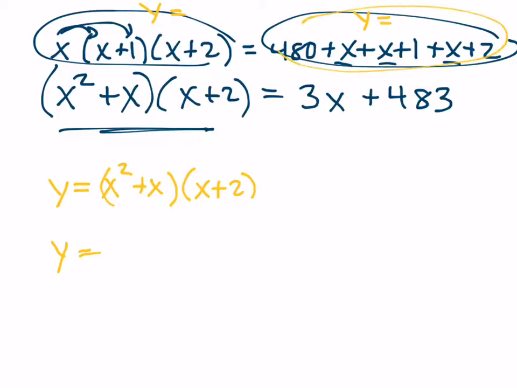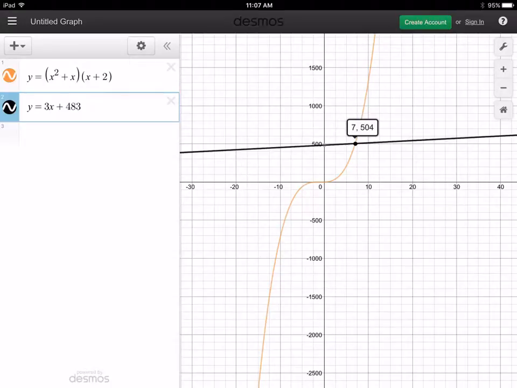And if it's some quick addition, maybe instead of this you want to graph y equals 3x plus 483, and then look at where those two graphs intersect. Here's the graph that I've created, and those intersect when x is 7.